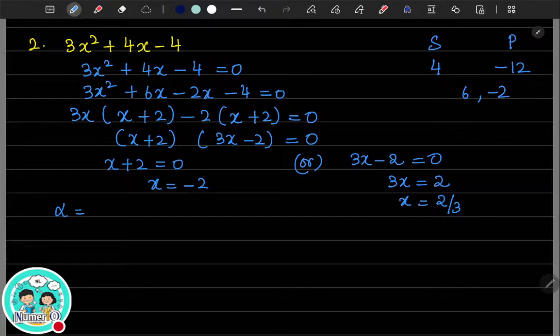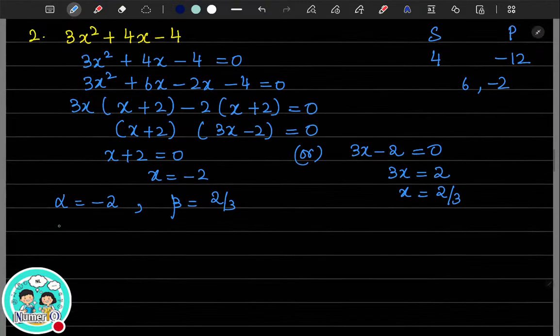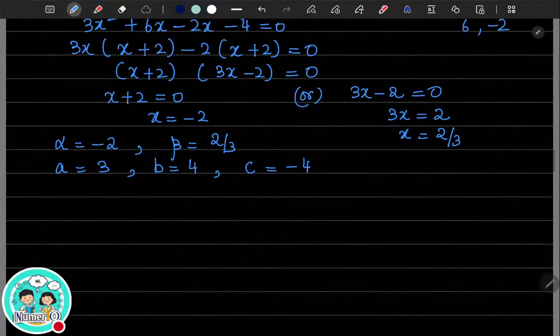So let alpha be minus 2. Your beta is nothing but 2 by 3. Right? Now, what are the coefficients? Your coefficients are a is nothing but 3, your b is nothing but 4, and your c is nothing but minus 4. In order to verify, let us verify the relationship.